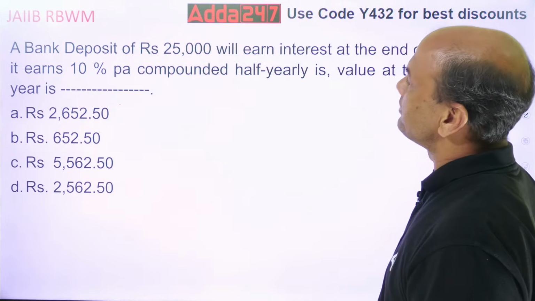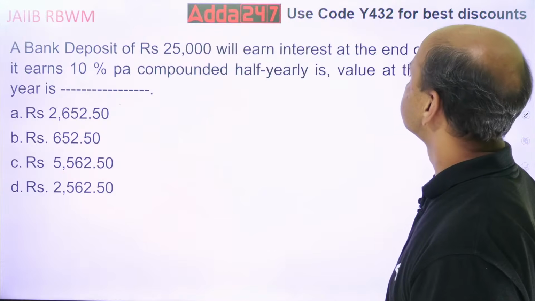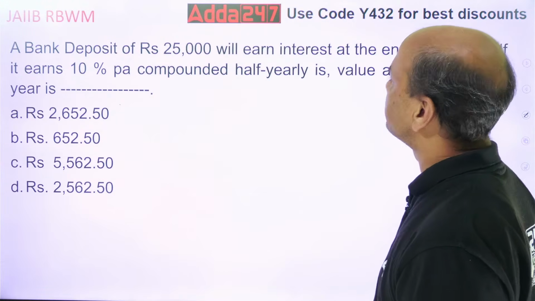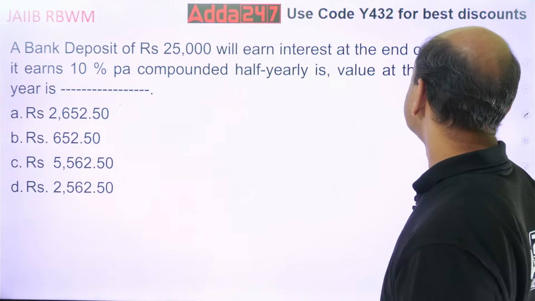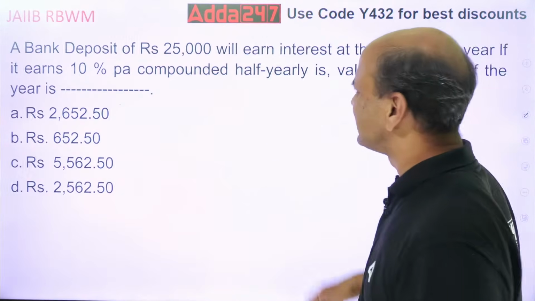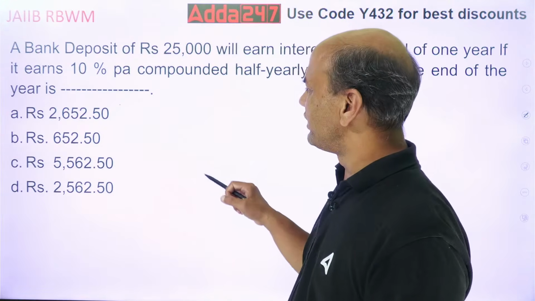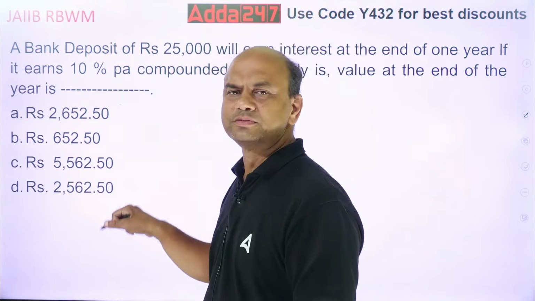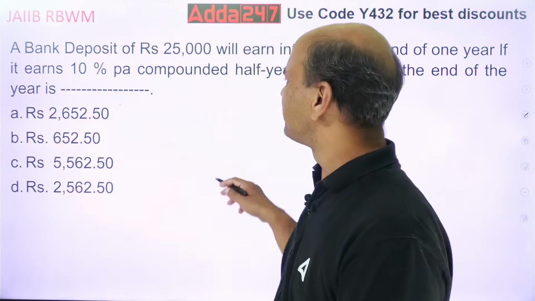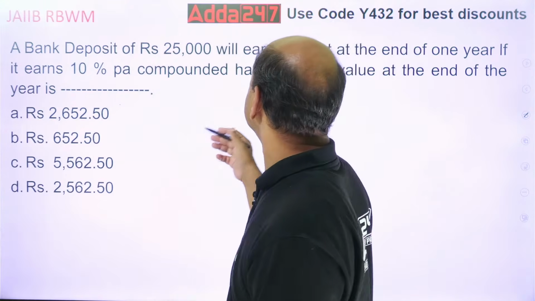A bank deposit of 25,000 will earn interest at the end of 1 year if it earns 10%, compounded half yearly. Value at the end of the year is... I think so we have done this. I think it is 26 something. I think we have done it. Okay, let's skip this. Because why? Half yearly, no?